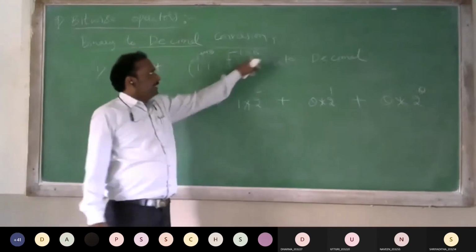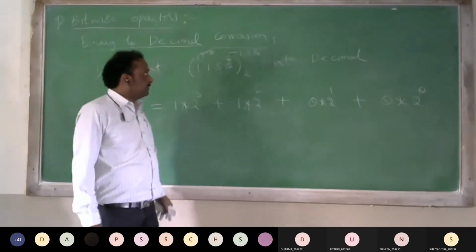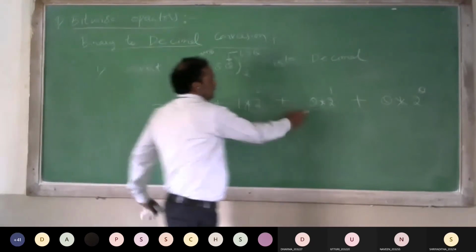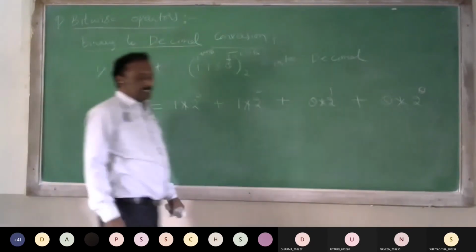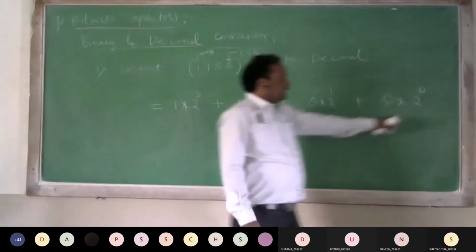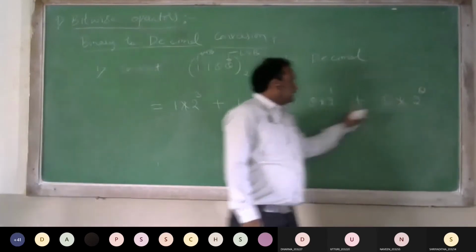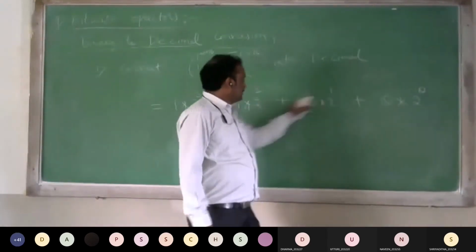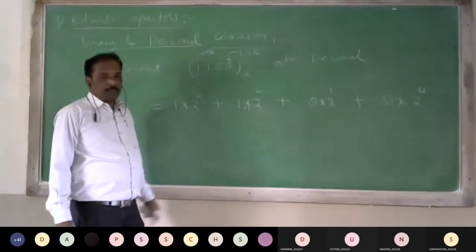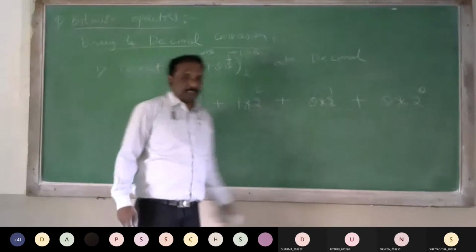Now start from the LSB first. So first I have written the digits 1100. Now the least significant bit is multiplied by 2 power 0. The next digit is multiplied by 2 power 1, the next by 2 power 2, the next by 2 power 3. Now add all these numbers, plus, plus, plus.